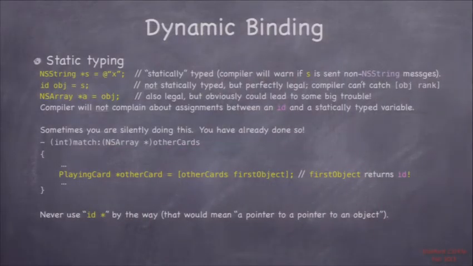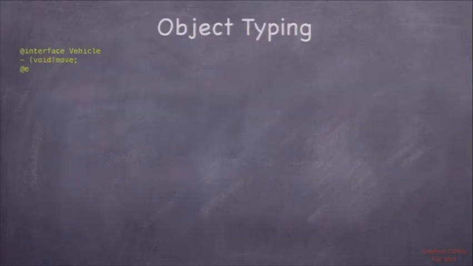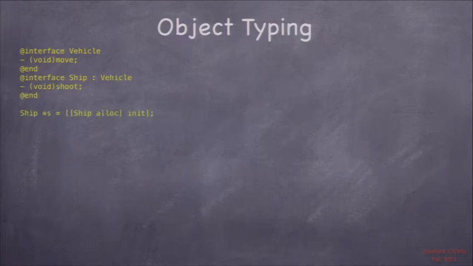id star makes no sense because id is a pointer. So id star would be a pointer to a pointer, and we don't do that in Objective-C, okay? Especially a pointer to an id, we would never do. All right, so to summarize all this, I'm going to show you this example.